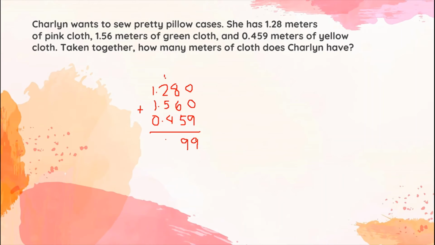So carry 1. 1 plus 2 is 3. 3 plus 5 is 8. And 8 plus 4 is 12. Carry 1 at the top of 1, and then this time align our decimal point, put the decimal point, and then 1 plus 1 plus 1 is 3.